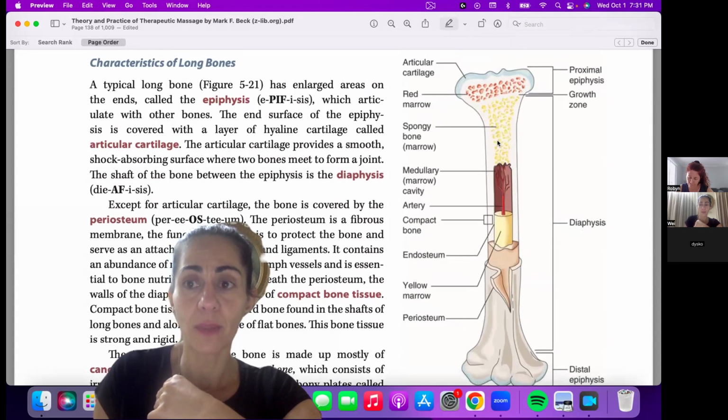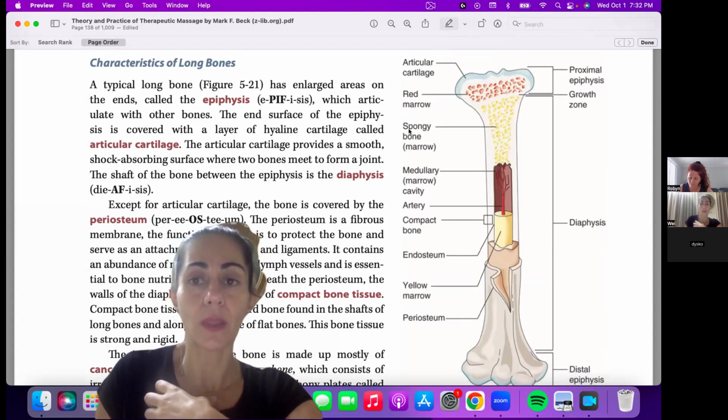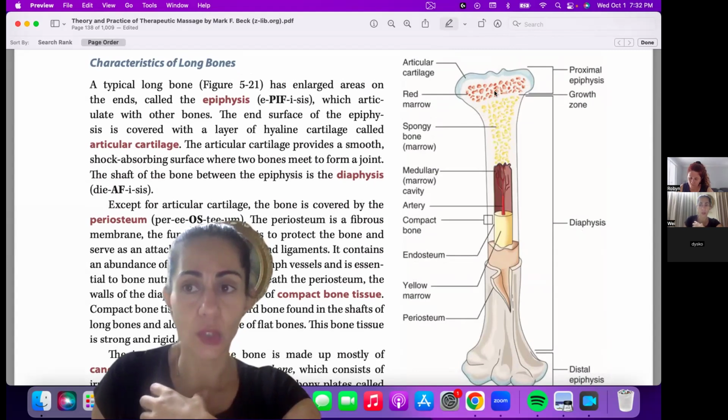So what can you get from this? You want to get the name of the ends of the bone, which is the epiphysis, and the center, or the shaft, is the diaphysis. These two are important. We know that the outer layer covering is the periosteum. We're also going to know that the red bone marrow is concentrated in the ends of the bones.